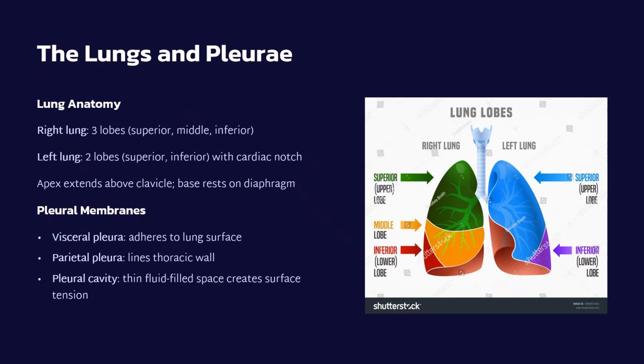And the lung is enclosed with your pleura. So we have your visceral and your parietal. So your visceral pleura adheres to your lung surface, while your parietal pleura lines your thoracic wall. So the pleural cavity, the thin fluid-filled space, creates your surface tension.